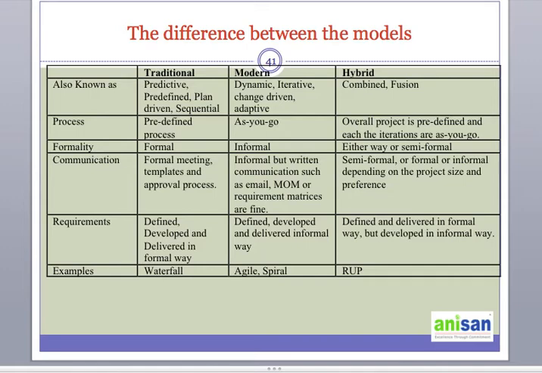In the hybrid, the overall project is predefined and each iteration is as you go, so that is possible. In formality, the traditional is very formal, the modern is informal, and the hybrid is either way or semi-formal. Again it depends on the team and the stakeholders' comfort, and also the organizational process. Some organizations expect you to follow a very formal process when it comes to documentation, so that's where you have to check what is the acceptable way.